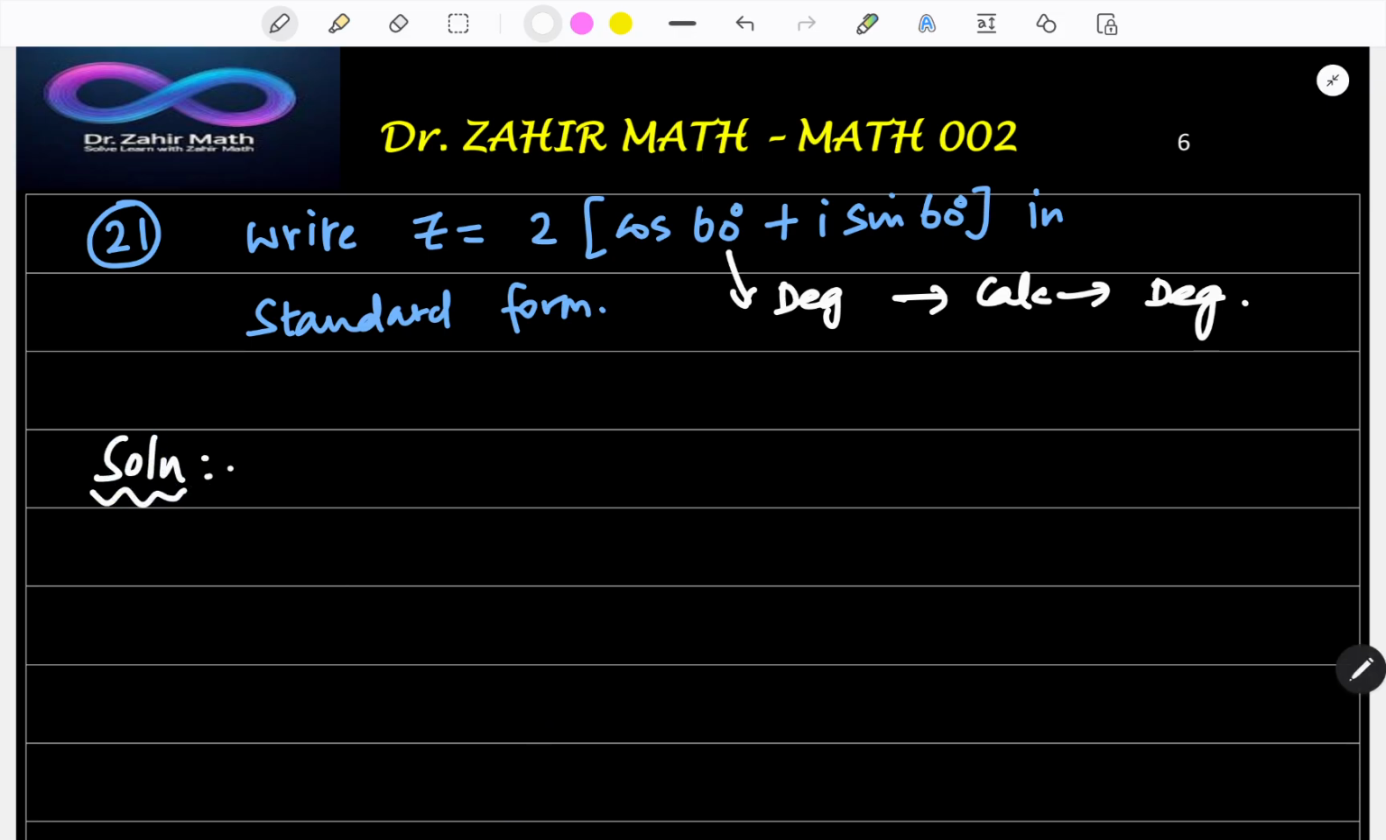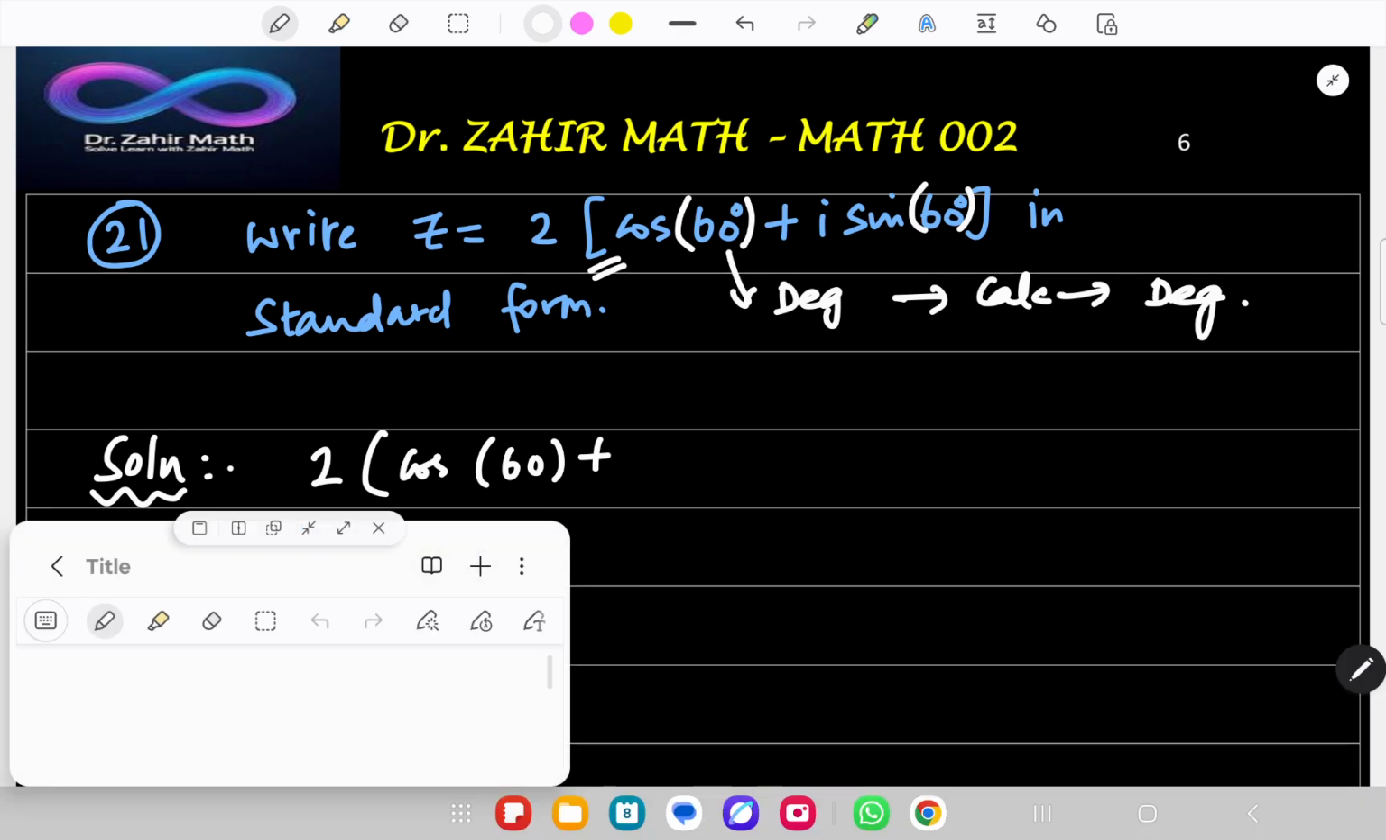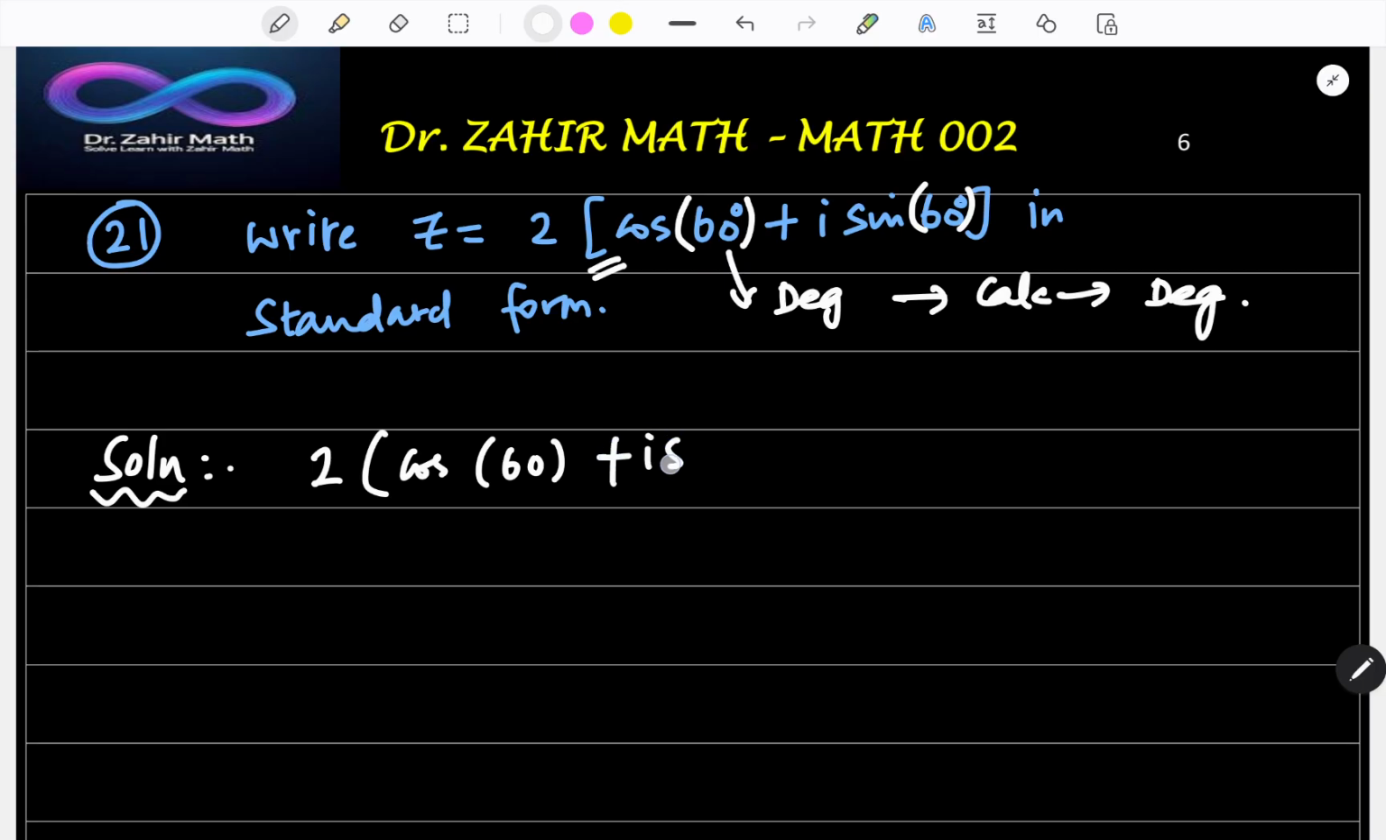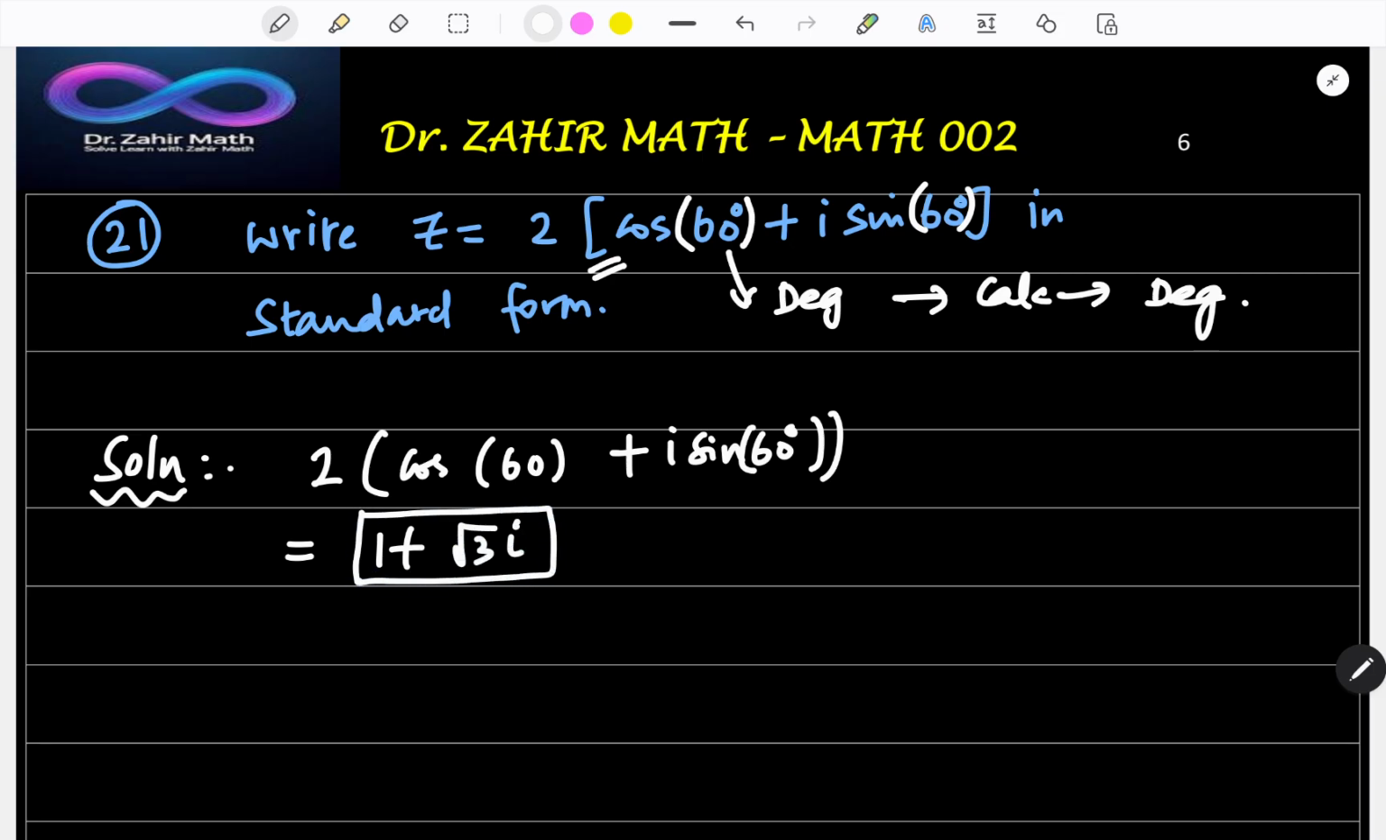So let me go to the solution. Please type in the calculator 2 bracket cosine 60 degree, close the bracket, and then plus i sine. We know i is on the ENG button. i sine, bracket open 60 degree, close it, and close again with one more bracket, because I started the 2 bracket before itself. When you press equal, the answer will come. So what answer did you get in the calculator? 1 plus root 3 i. Clear, all of you?